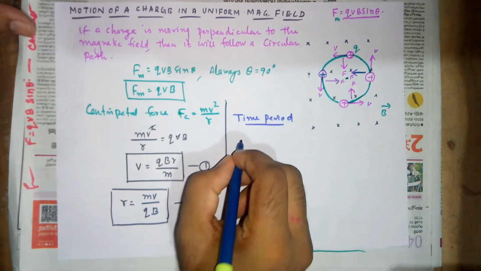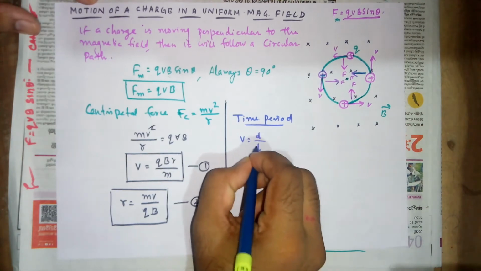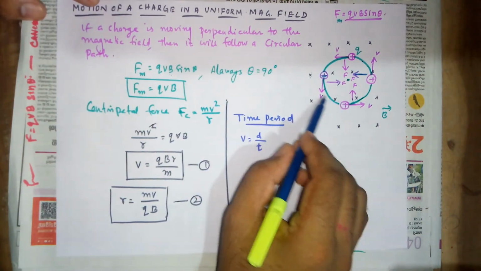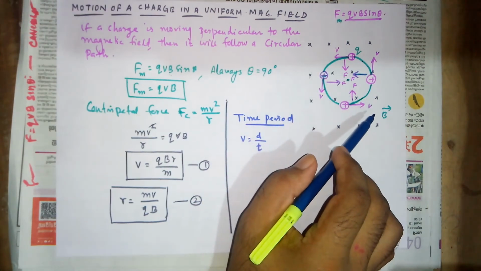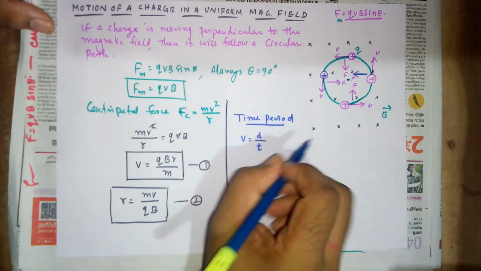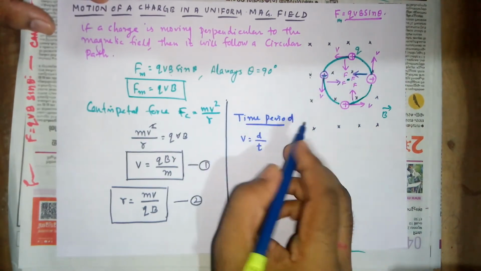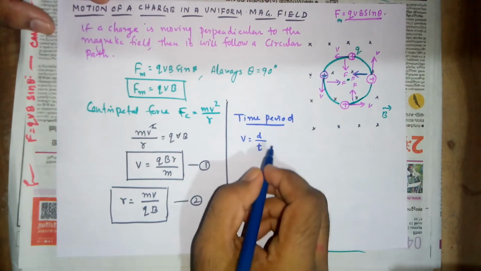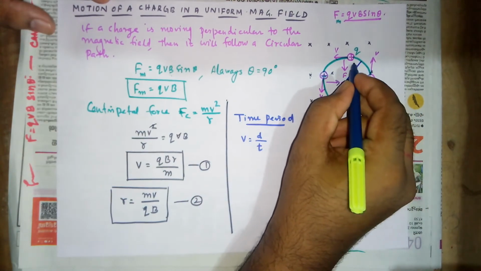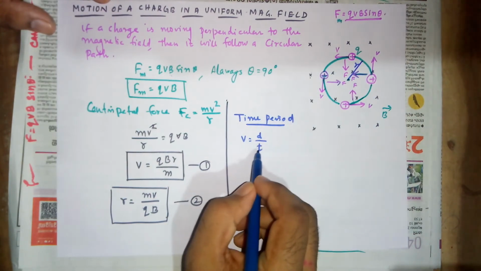Okay, so what is the expression for velocity? Velocity is equal to distance by time, or speed is equal to distance by time. If you are considering one revolution, then how much is the distance covered? The distance covered in one revolution will be the circumference of the circular path, right? So that will be equal to 2 pi r. If the radius of the circular path is r, then 2 pi r will be the total distance covered, divided by t.